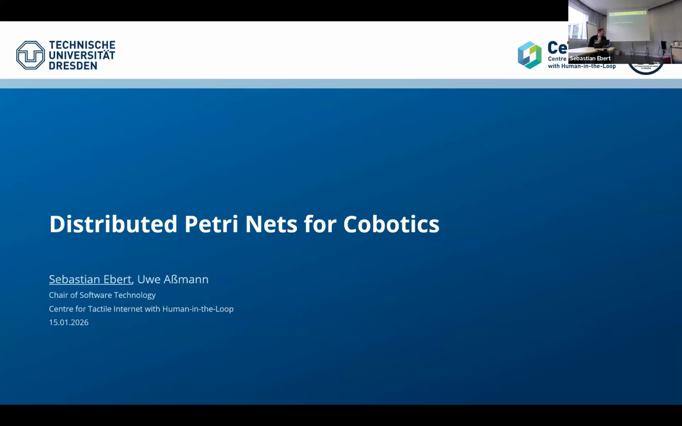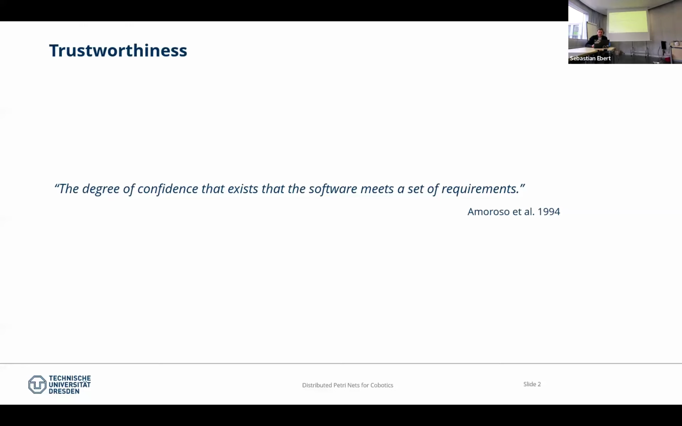Right, so I'm talking about distributed patterns for robotics today and how we can aid the programming of robotic applications with it. And I want to start my presentation with one word, which is trustworthiness, which itself is the degree of confidence that exists in software requirements. And that's a definition which has been around for a long time. Everyone somehow heard of it in different ways.